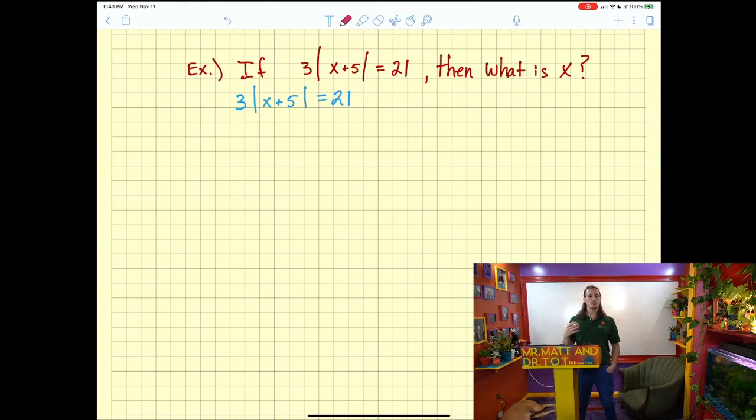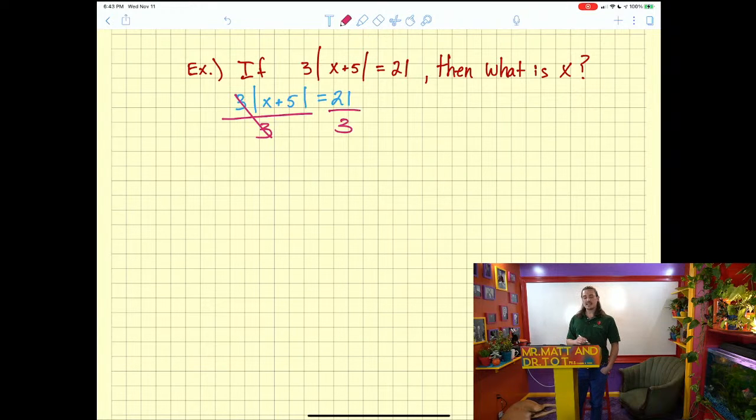The 3 is doing what to the absolute value quantity? It's multiplying into the quantity. So I'm going to do the opposite operation of dividing. So if I divide by 3 on both sides, remember in math you can do anything you want as long as you do the same thing to both sides. Same thing to the left as you do to the right. Same thing to the numerator as you do to the denominator. Other than that, you can practically do anything you want. There's a few exceptions, but practically.